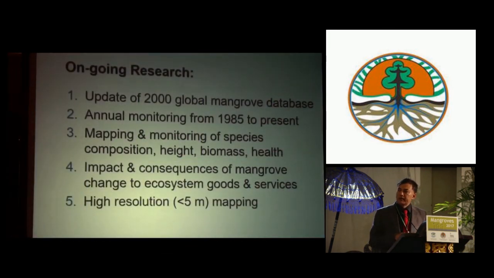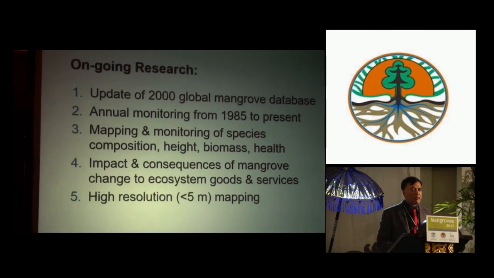So these are some of the ongoing activities we're working on. We're working on updating the 2000 mangrove database for 2015. And then one of the things that we want to do is identify the mangrove change area from 1985 to present on an annual basis. And a few other things we want to do is expand the mapping of the species composition, height, health of the mangroves, and so on. And then ultimately, from 30 meter, we want to move to the high resolution, like 5 meter resolution mapping for the entire world.